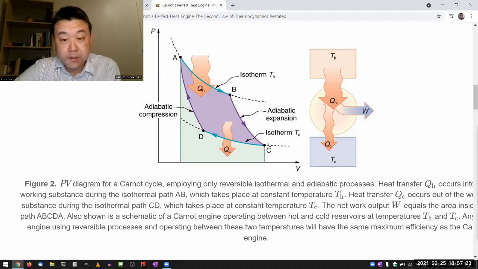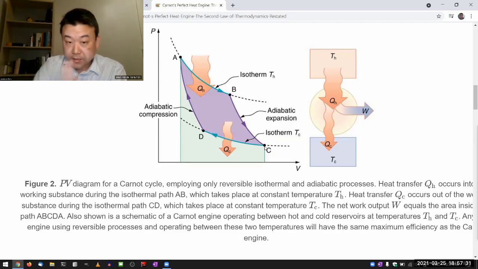And then after reaching this farthest expanded point, we now have to return the engine to the original point. So we start compressing it. This compression happens so slowly that the engine is kept at this cold temperature, the coldest possible temperature, for as long as we can keep it there.